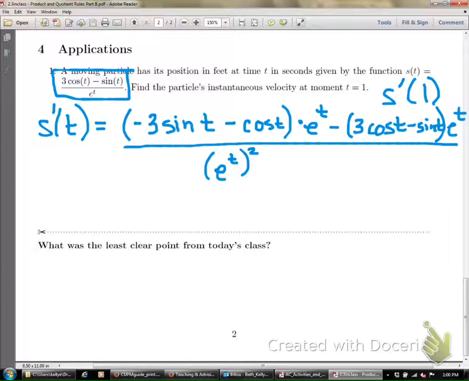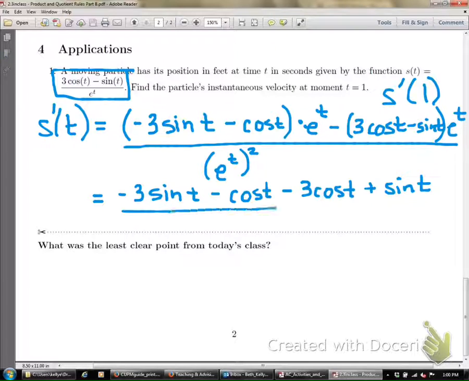At this point, you might notice that some of these e to the t's will cancel. So you don't have to do this, but you might notice that there's an e to the t in both terms in the numerator, and that it will actually factor all the way out, and it will cancel with one of the e to the t's in the denominator. So we should get negative 3 sine t minus cosine t minus 3 cosine t plus sine t, all divided by e to the t.